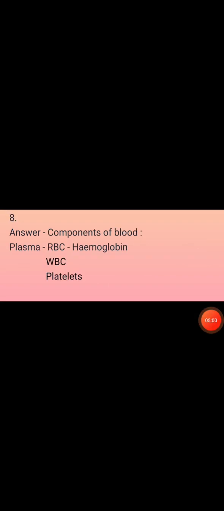And our next question is what are the components of blood? And the answer is components of blood are plasma. In plasma, there are three types of cells, I mean blood cells. These are called RBC, that is red blood cells, WBC, that is white blood cells, and platelets. And there is another component present in red blood cells, and that is hemoglobin, which gives red pigment to red blood cells.